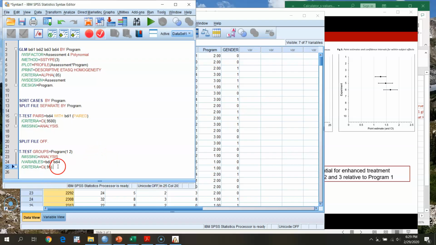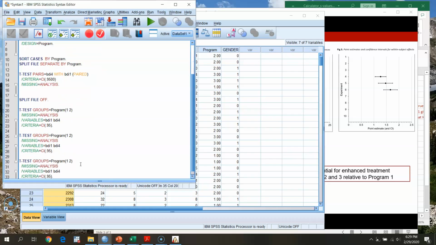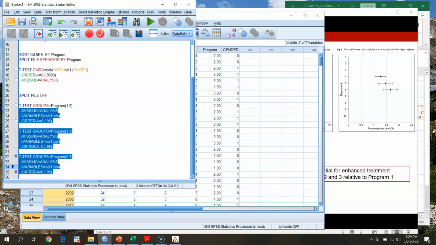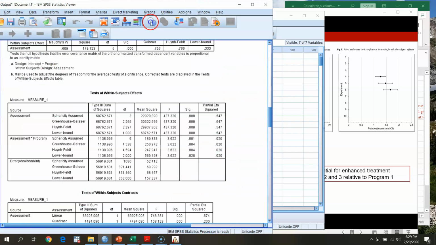syntax file here, what I've got is a test in SPSS comparing programs 1 and 2. Now I could go back through the pull down menu, but that would be a pain. So I'm just going to change this and do the same thing: compare programs 1 and 3, and compare programs 2 and 3. Okay, so I'm going to compare programs 1 and 2 at baseline and 6 weeks, 1 and 3 at baseline and 6 weeks, and 2 and 3 at baseline and 6 weeks. Okay. We go through and run this.